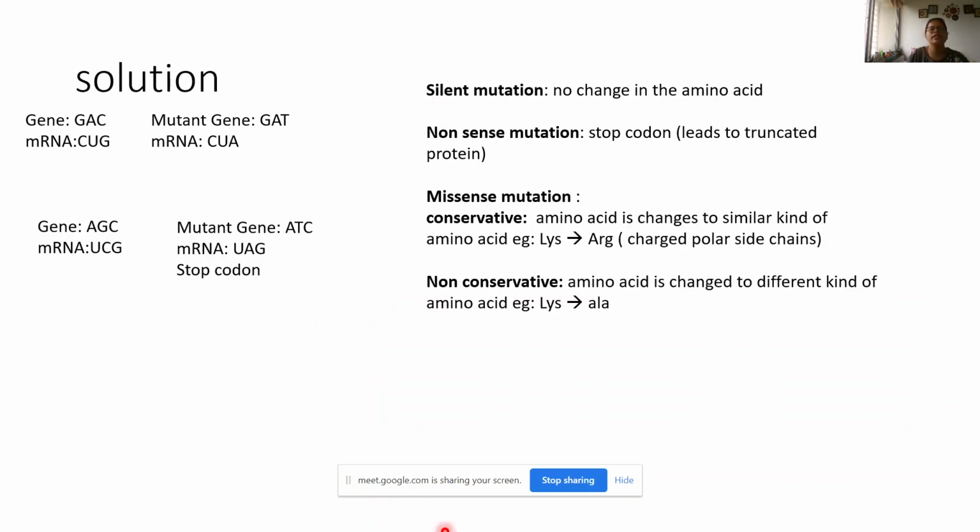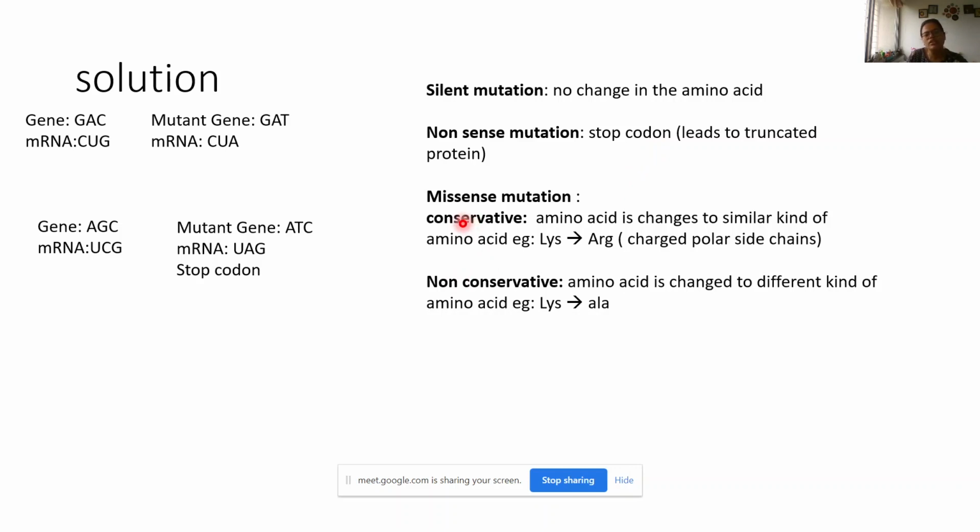So just to give you an idea, there are a few different kinds of point mutations occurring in the body. The first mutation which we discussed was a silent mutation. There was no change in the amino acid. Even though there was a change in the gene sequence, there was no change in the amino acid, so your protein structure will not be affected. The other mutation that we discussed was a nonsense mutation, because it was replaced by a stop codon, and that's why it will generate a truncated protein.